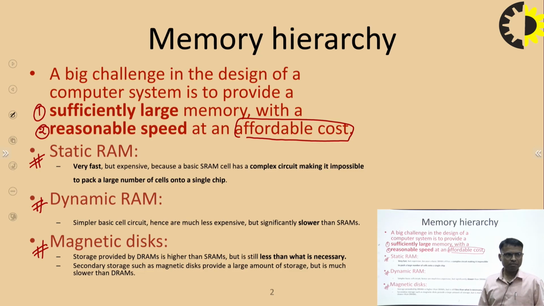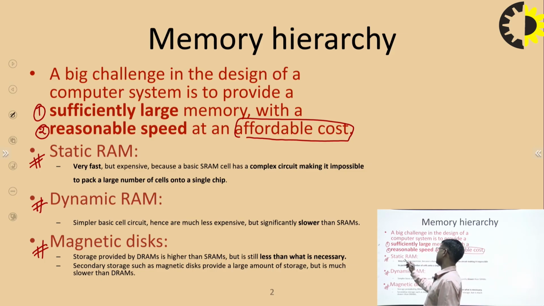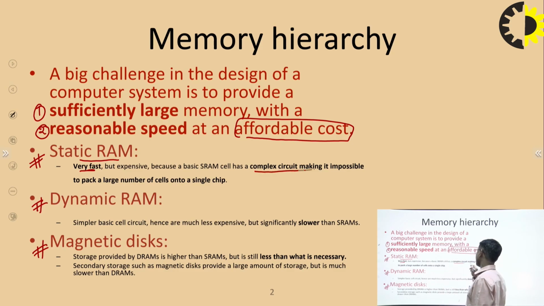What is the memory hierarchy? If we see the first, static RAM, it has the characteristic that it is very fast, but one cell is very complex. So, it is impossible to pack a large number of cells onto a single chip. So, we cannot have a large memory size using static memory, even though it is fast.